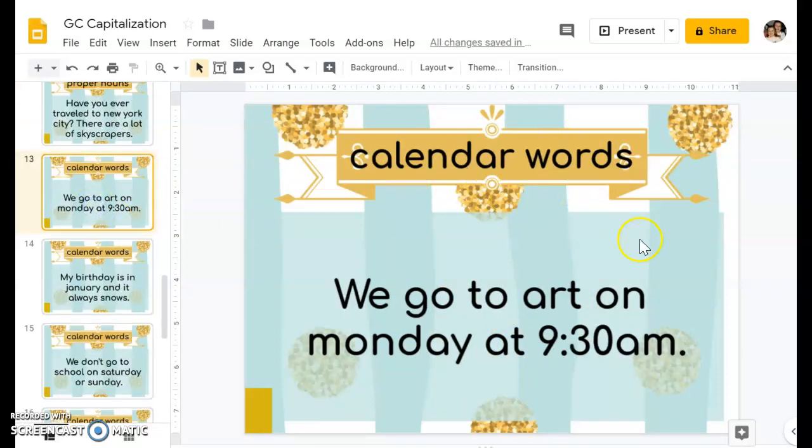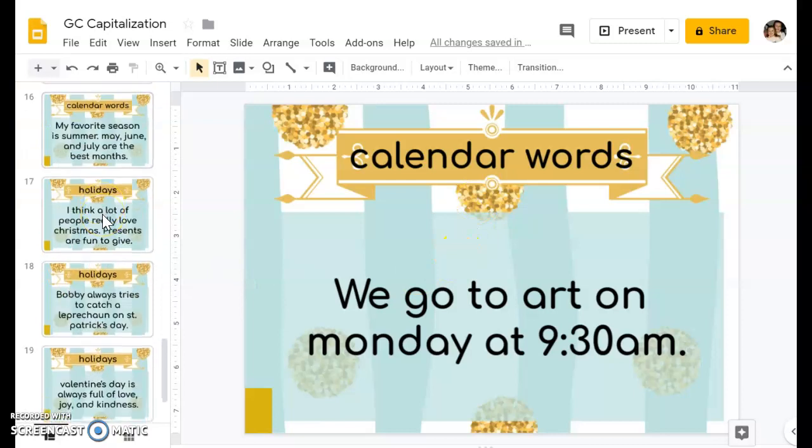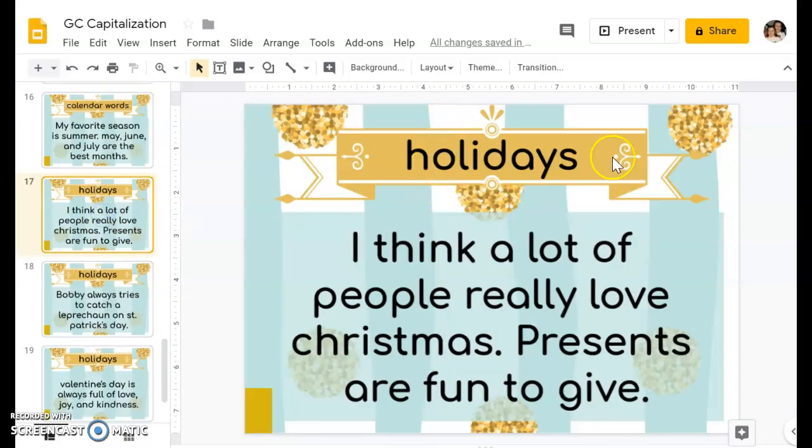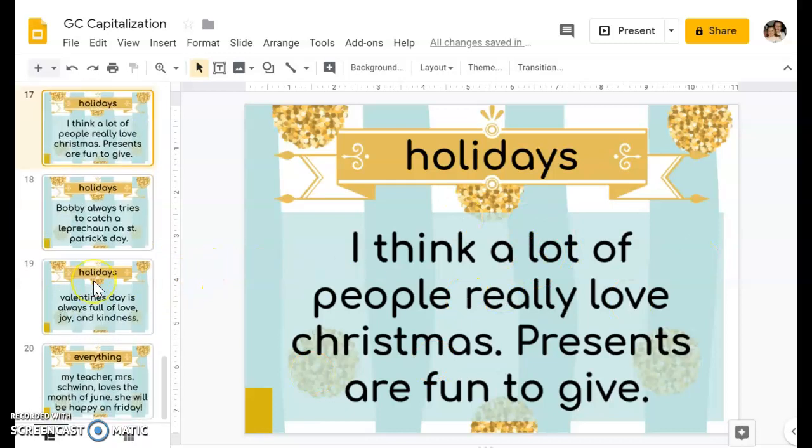Then we have calendar words. I'm not going to do any more, so you can do that by yourself, but I will explain it. Calendar words, that should be any of the days of the week that you see or any months of the year that you see. So a few of those for you to practice with. And then we have holidays. So any holidays that you or anyone else you know would celebrate. Those need to be capitalized.